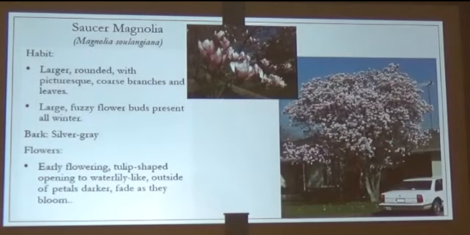Saucer magnolias, been around for years and years and years. They're a pretty big tree for a small tree. They're very coarse. Everything about them is coarse. The trunks are coarse, the flowers are coarse textured, the leaves are large and coarse.